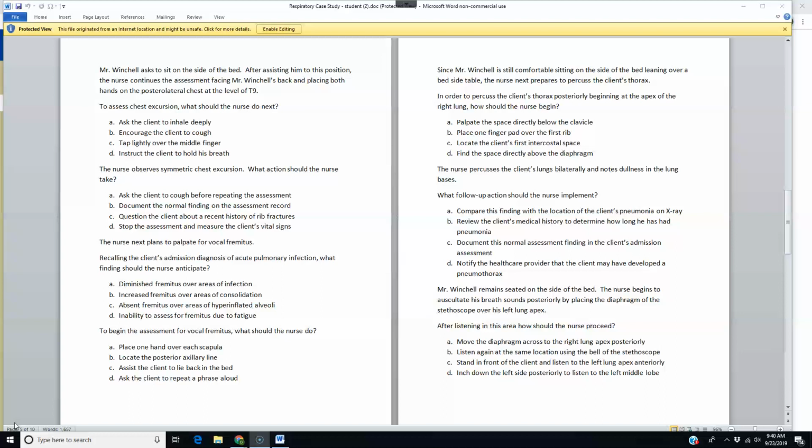To begin the assessment for vocal fremitus, what should the nurse do? And the answer to that is ask the patient to repeat a phrase aloud, and sometimes it's 99. So those are various words that the patient can use when we're talking about vocal fremitus. So that's what that's about.